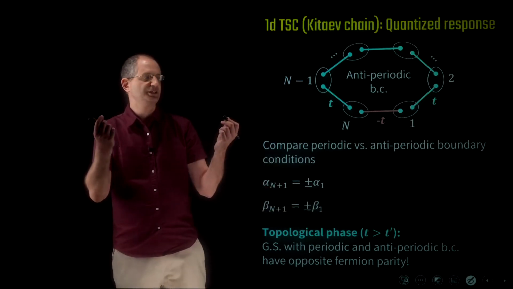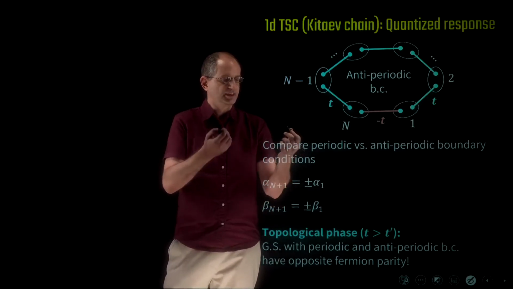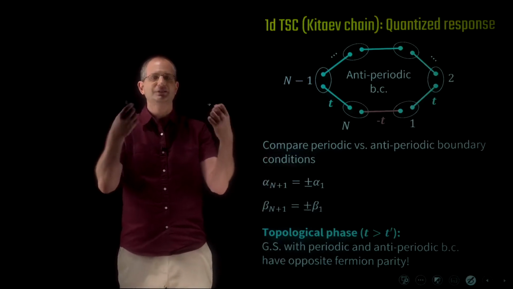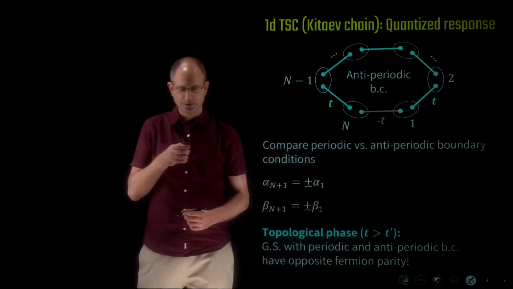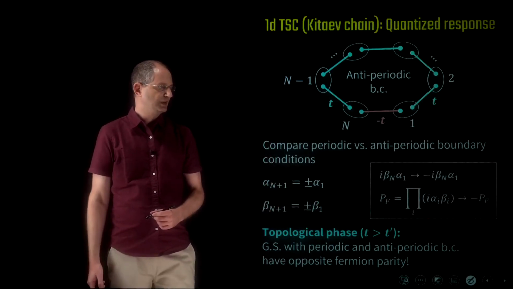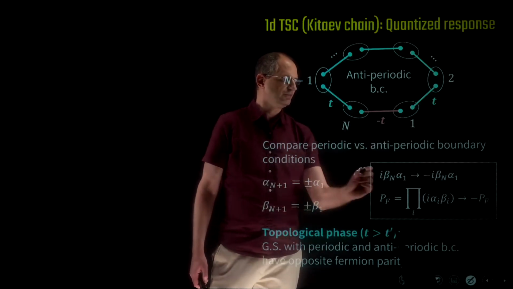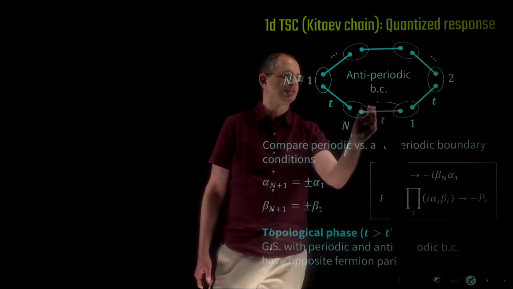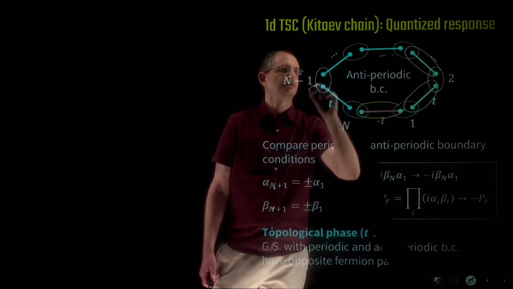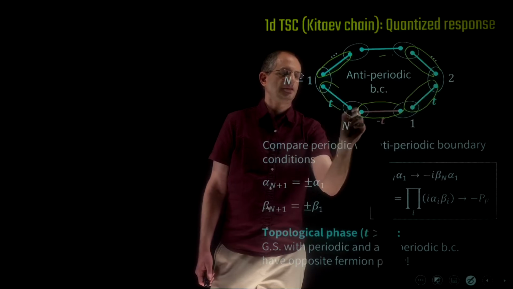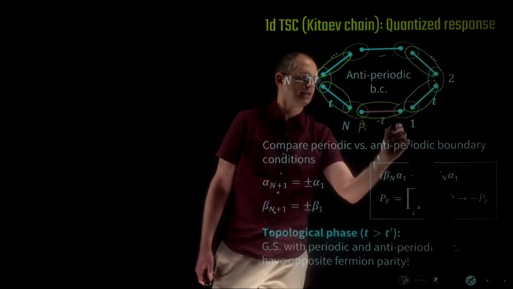Okay, so the ground states with periodic and anti-periodic boundary conditions can either have the same parity or opposite parity. In the topological phase, they always would have an opposite parity. Okay, so the way to derive this result is just to write the fermion parity operator as a product over bonds, and so forth. Okay, it's a product of beta I and alpha I plus 1.